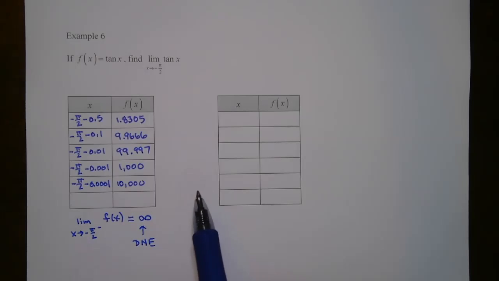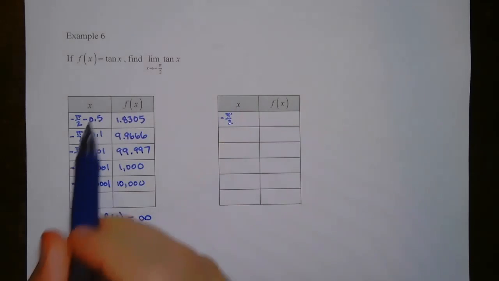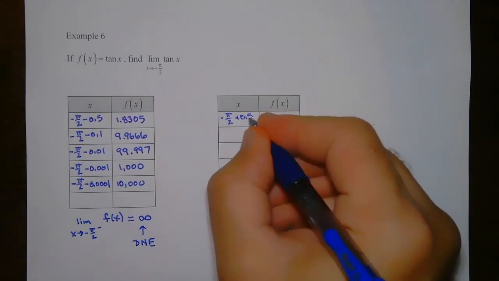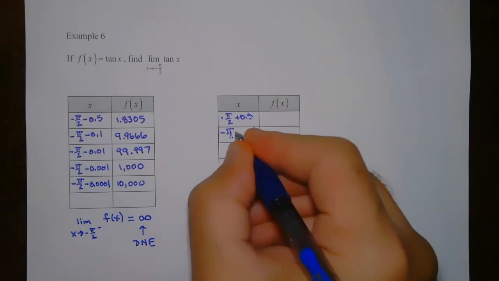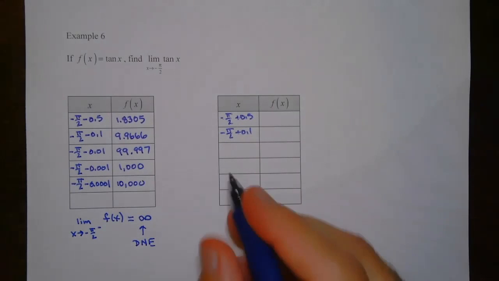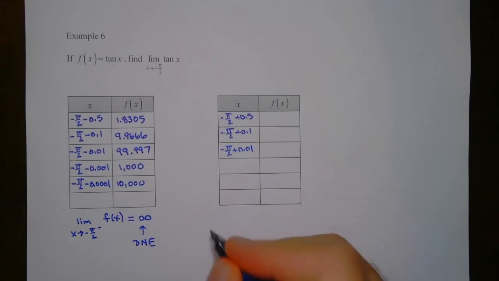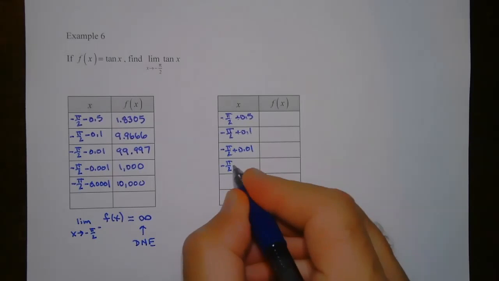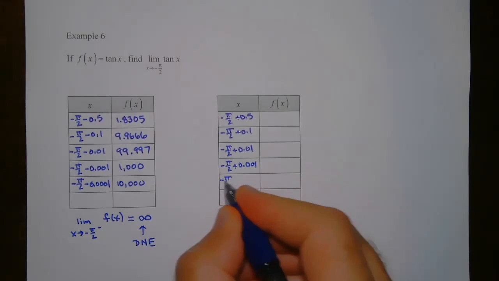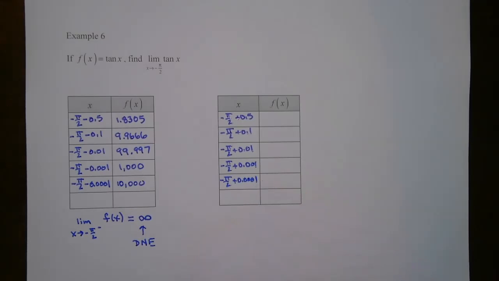Now, how do we do the same thing, but to the right? We would take negative pi over 2, and since I'm subtracting to go to the left, I'm going to need to add to go to the right. So plus 0.5, and then negative pi over 2 plus 0.1. Isn't that what we did on all the rest? It's just that we got a numeric value here, okay? And then negative pi over 2 plus 0.01, then negative pi over 2 plus 0.001, and then negative pi over 2 plus 0.0001, okay?